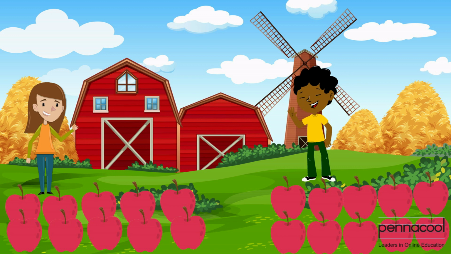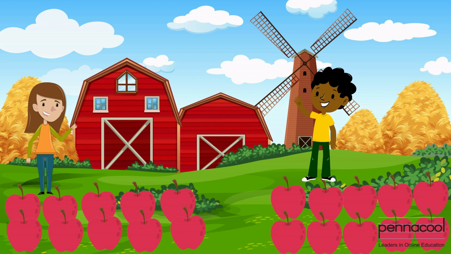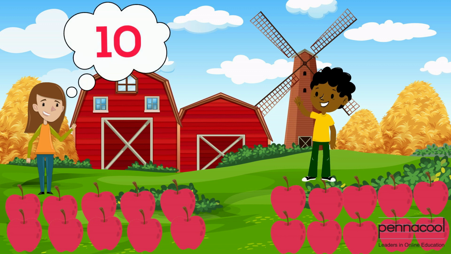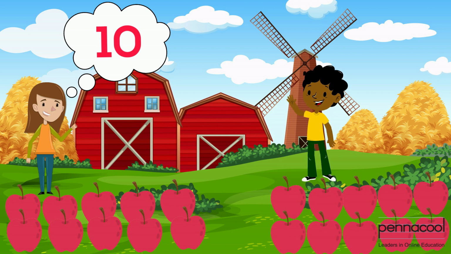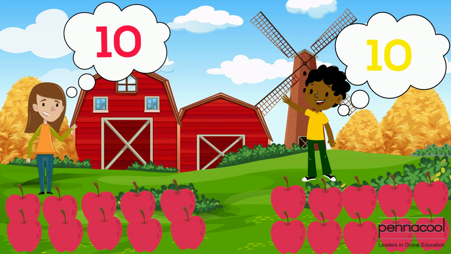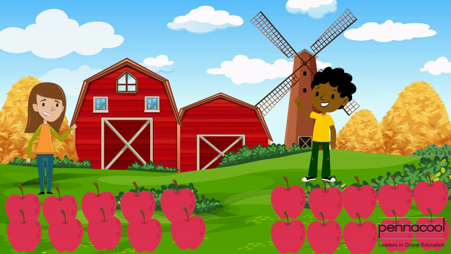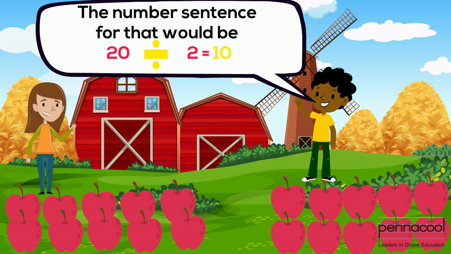1, 2, 3, 4, 5, 6, 7, 8, 9, 10 for our first person, and 1, 2, 3, 4, 5, 6, 7, 8, 9, 10 for our second person as well. So they both have the same amount of apples, which means you have just divided. The number sentence for that would be 20 divided by 2 is equal to 10.